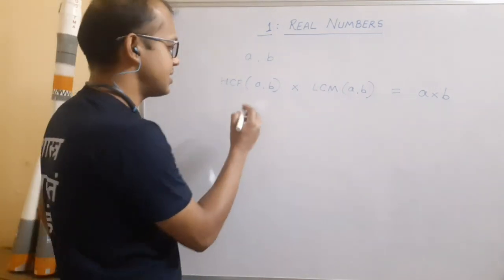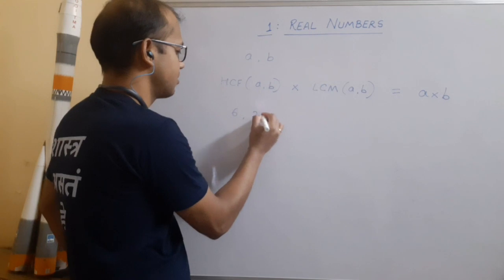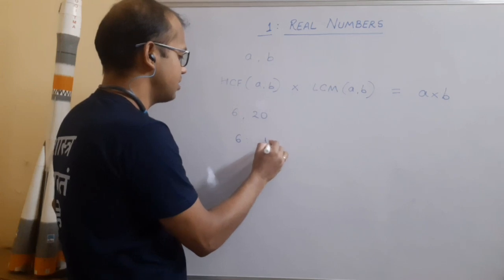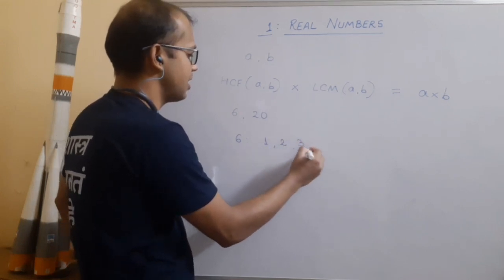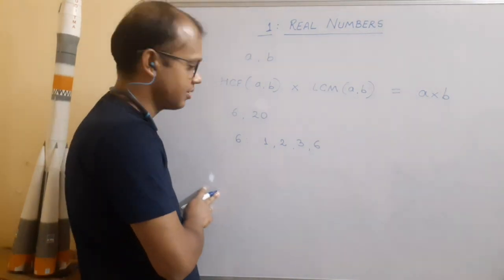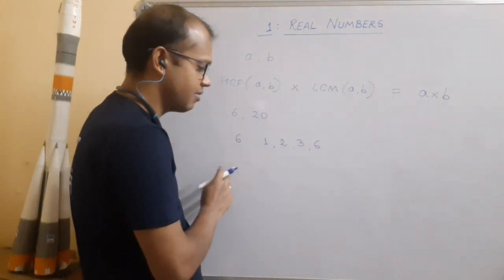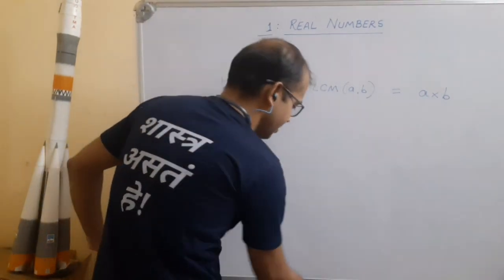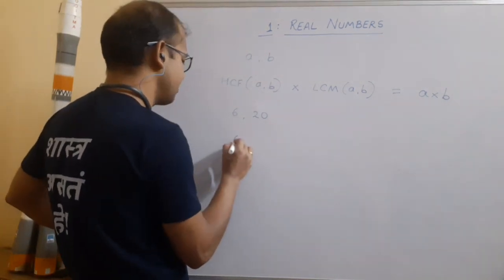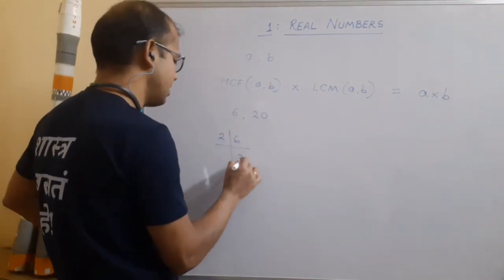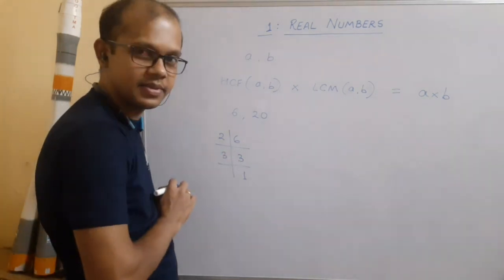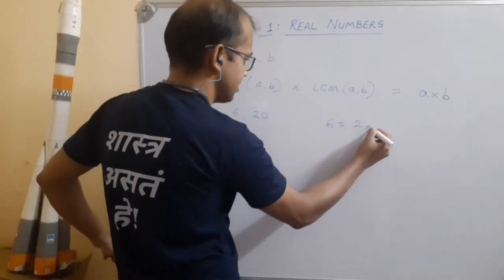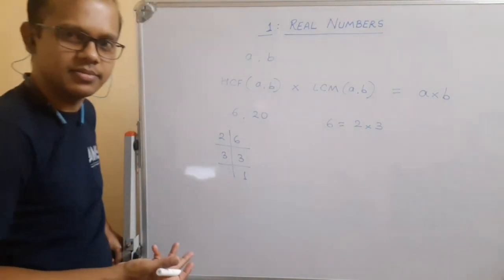Let's say I have two numbers, 6 and 20. Let us make a list of the factors of 6. So 6 can be factorized as 1, 2, 3 and 6. This is your listing method. We will do it a bit differently this time. We are going to use the fundamental theorem. So if I factorize 6, what will I get? I'll get 2 times 3, and 1 we don't write, not needed. So 6 can be expressed as 2 times 3.